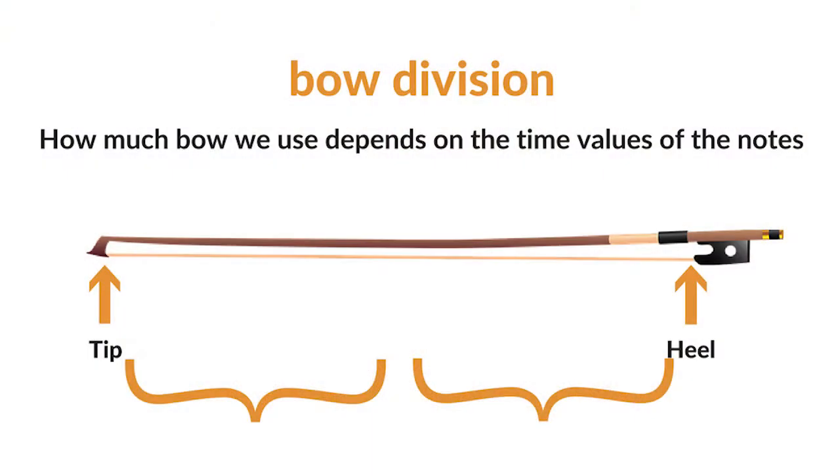In order to make this subdivision work really well, we need to think about how we use the bow, how we keep the sound consistent, and how we keep everything organized and in control. If a note is half the length of another note, then we need to use half the amount of bow for it. This is called bow division.